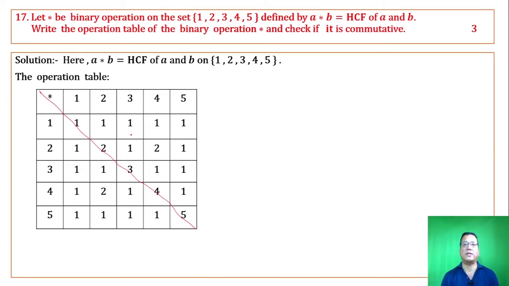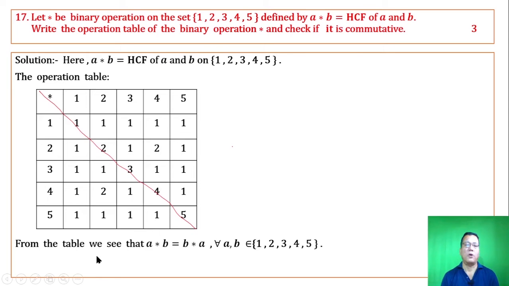The binary operation asterisk is commutative. From the table, we see that a asterisk b is equal to b asterisk a for all a, b belonging to the set consisting of 1, 2, 3, 4, 5. Hence, asterisk is commutative.